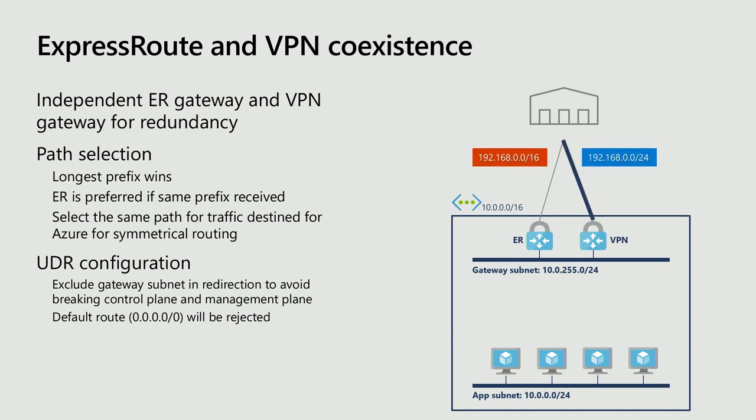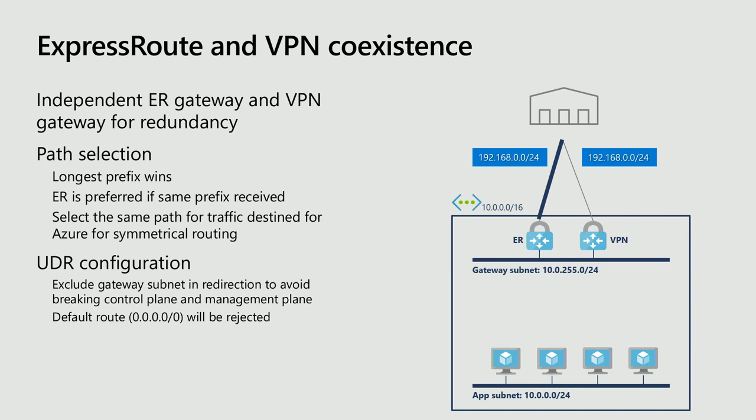All you need to remember is two things. One is if the prefix is different, we pick the link that has the most specific prefix. So here, if I receive a /24 on the VPN connection and a /16 on the ER connection, then I'll send the traffic to you on this VPN connection. Now, if you send me the same prefix, then we always prefer ER. We hard-coded this. We always prefer ER. So it's very important. So now you know our logic.